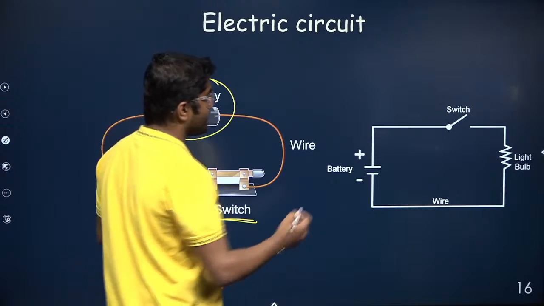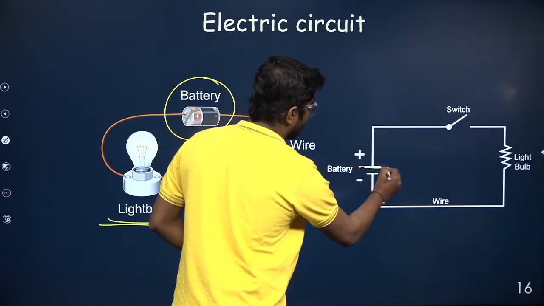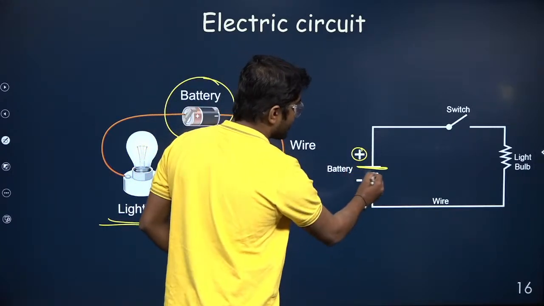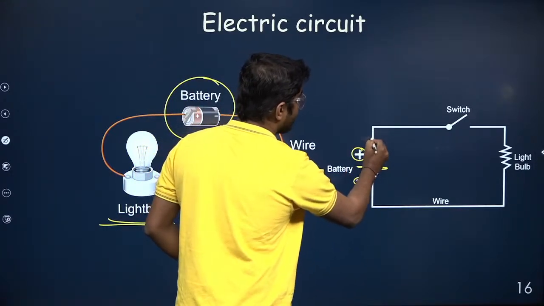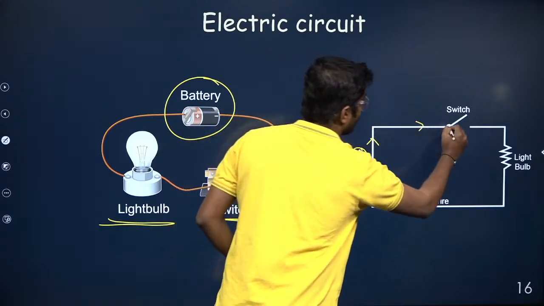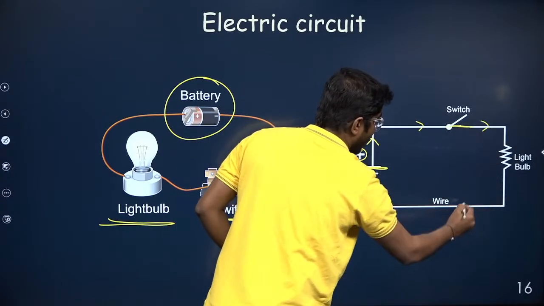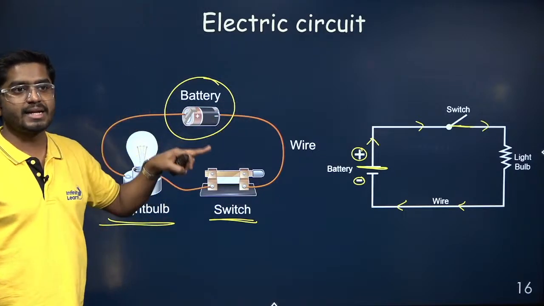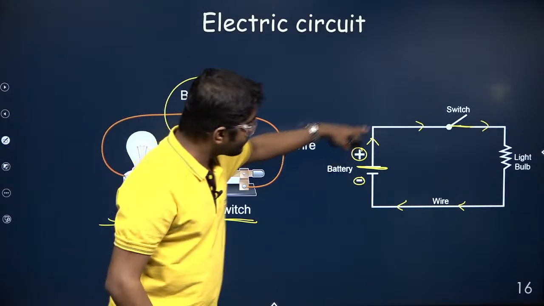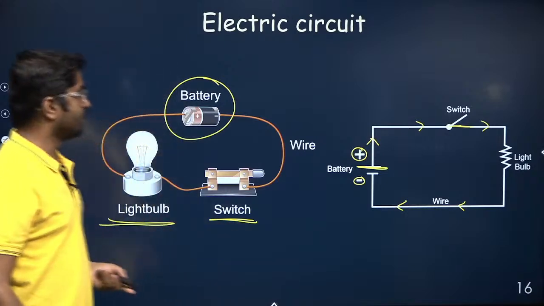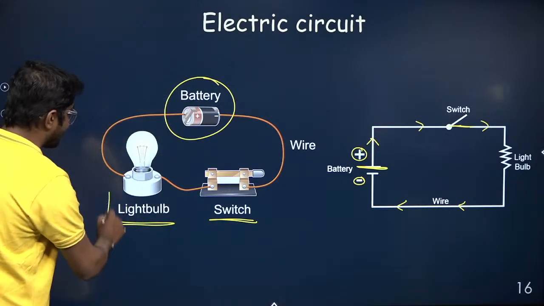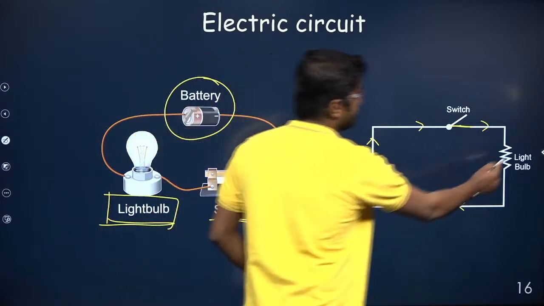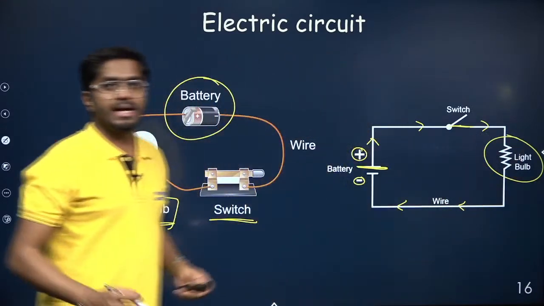And what is the direction of current? This battery has two terminals. The longer terminal is called the positive terminal, and the shorter one is negative. When you close the switch, current flows from the positive terminal and returns back to the negative terminal. This is how current flows in the circuit, correct? Any electrical device, for example a light bulb, can be represented by a particular symbol. We are going to learn about it in a very short time.